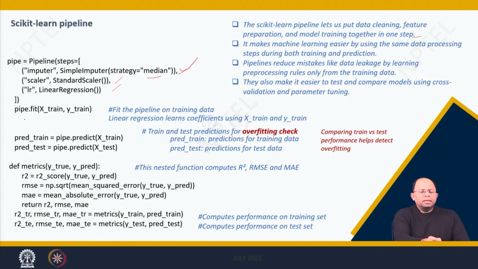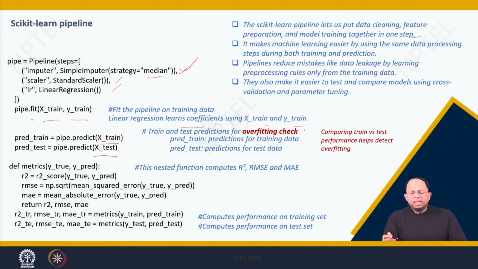Once we have done that, pipe.fit helps us fit this pipeline with the X train and Y train data. That means we are fitting the pipeline on training data, and this will result in all these steps being done one after another, and finally we get the linear regression, which will learn the coefficients using the X train and Y train data. Now we use this trained model to do the prediction, pipe.predict X train and pipe.predict X test. So you can see that we are doing training and testing predictions.